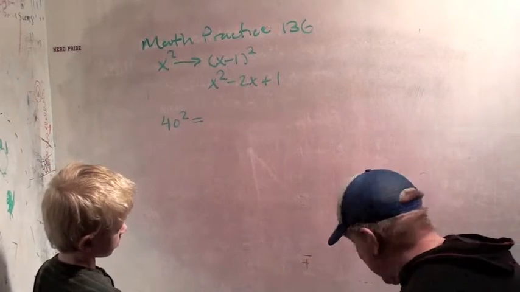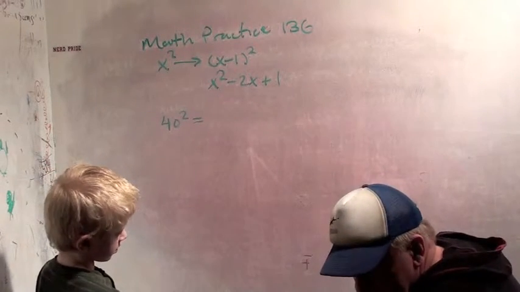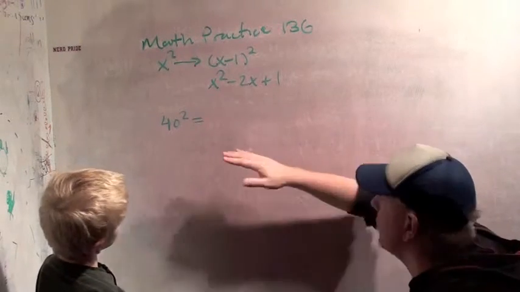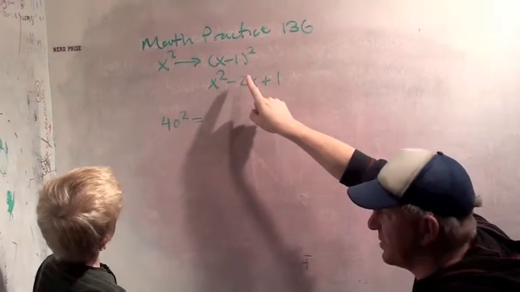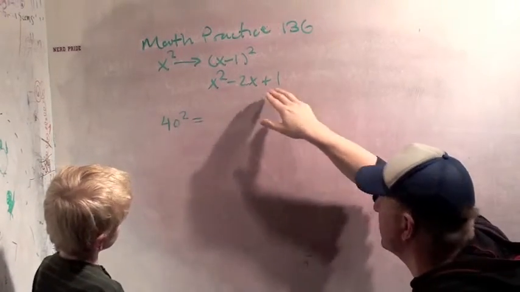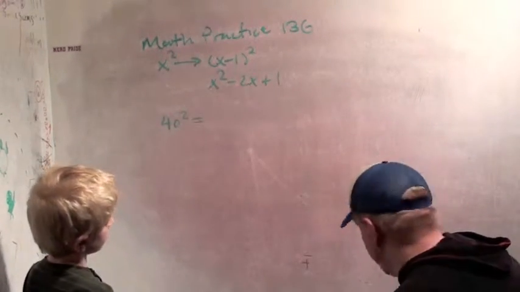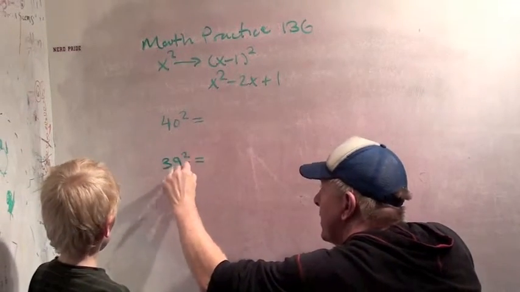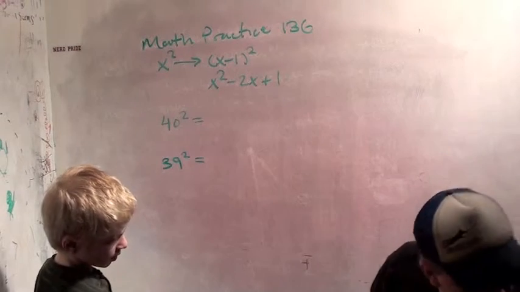And so I thought we'd do just a quick movie on squares. We spent the whole morning talking about x squared going to x minus 1 squared, and we drew our picture, and we said this was x squared minus 2x plus 1. So if we have 40 squared, hopefully we should be able to figure out 39 squared. Now, can you tell me what 40 squared is?